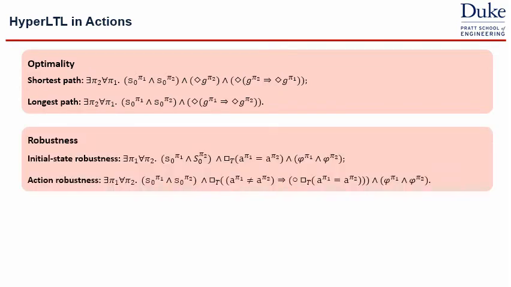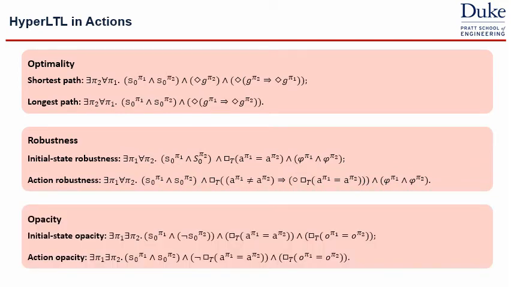Another example is robustness. Here we consider two kinds of robustness. The first one is initial state robustness. It means that the synthesized path should satisfy the objective phi even if there is a perturbation on the initial state. The second kind of robustness is action robustness. It means that the objective phi should be satisfied even if there is a perturbation on the action for one time instance.